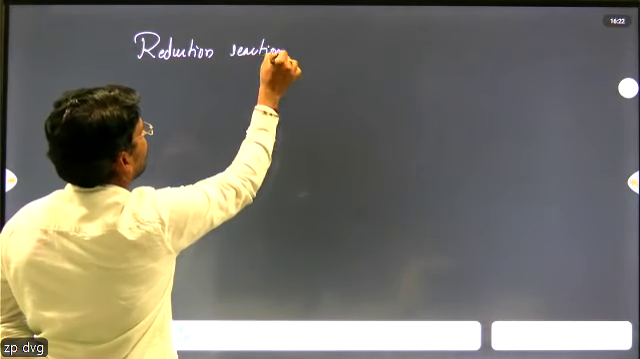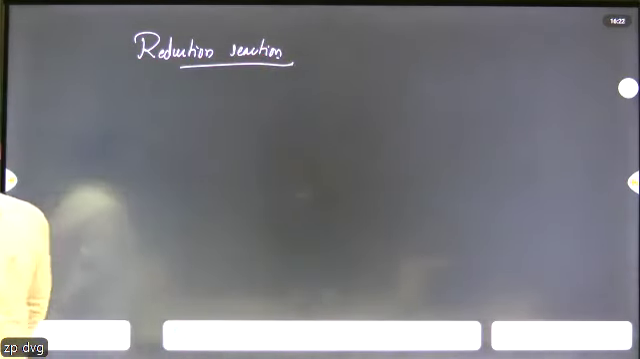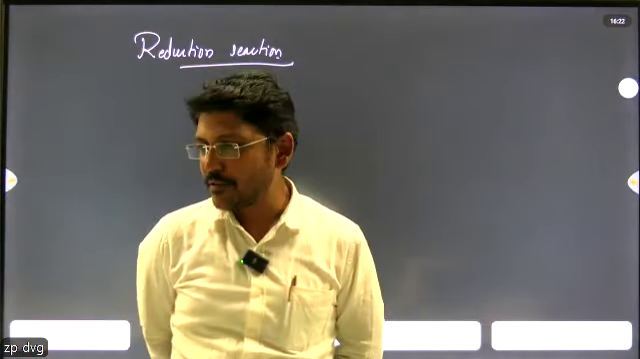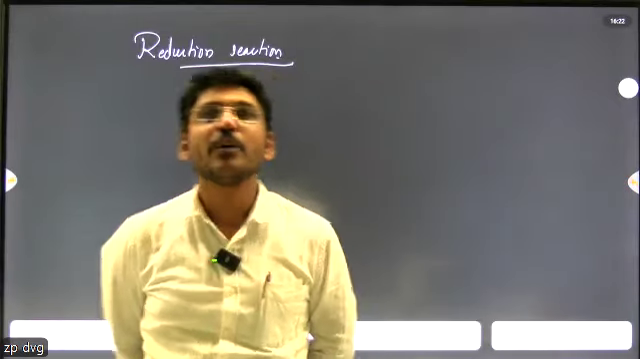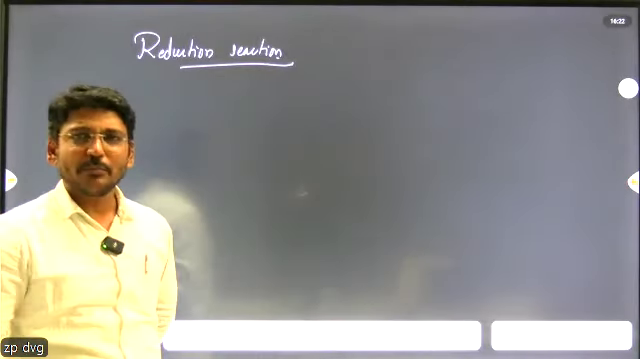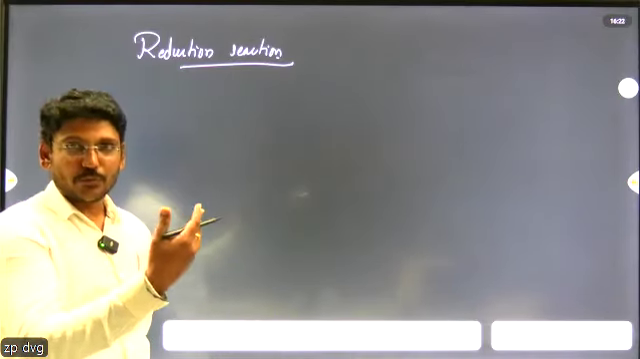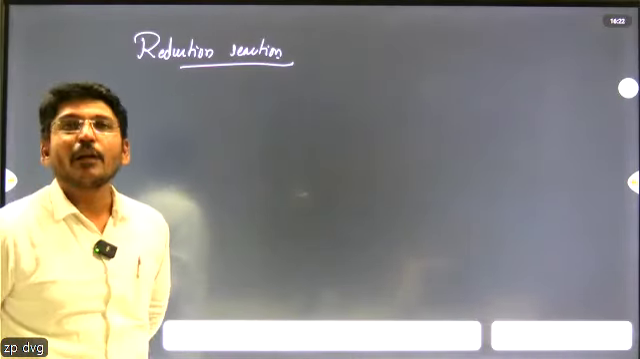Let us start with the reduction reaction. There are different reagents where reduction reactions will take place, like lithium aluminum hydride, sodium borohydride, nickel, platinum and palladium. So many different reagents are there. Let us discuss how these reagents are helpful to reduce carbonyl compounds.